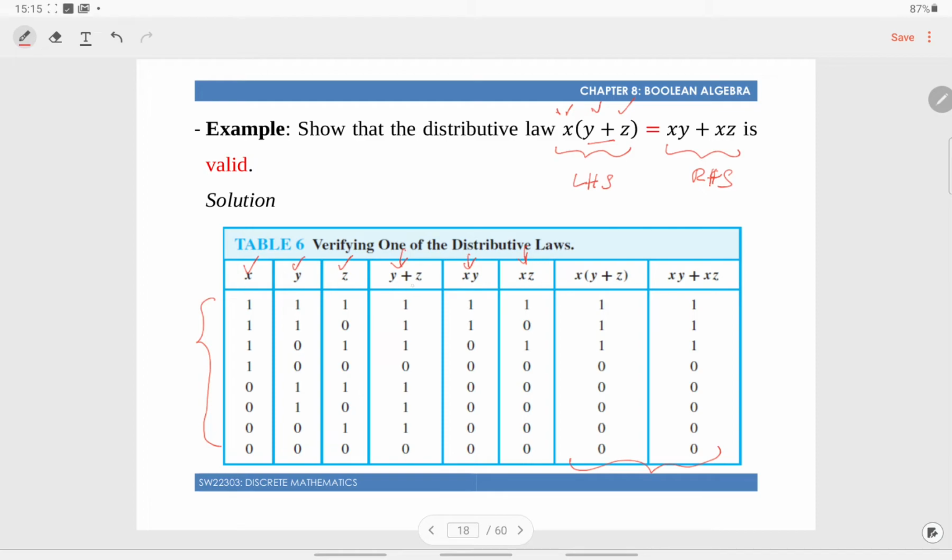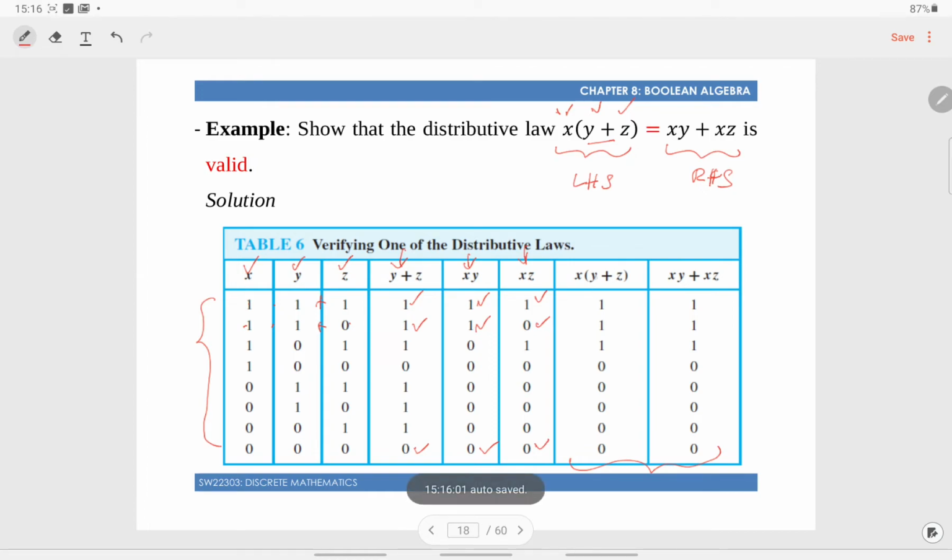For example, y plus z, we have 1 plus 1 equal to 1, 1 plus 0 equal to 1, and so on until the last one. And then x times y, so 1 times 1 equal to 1, 1 times 1 equal to 1, and so on until the last output. For x times z, we consider the columns x and z, so 1 times 1 equal to 1, 1 times 0 equal to 0, and so on until the last one. And then we move to the next one.